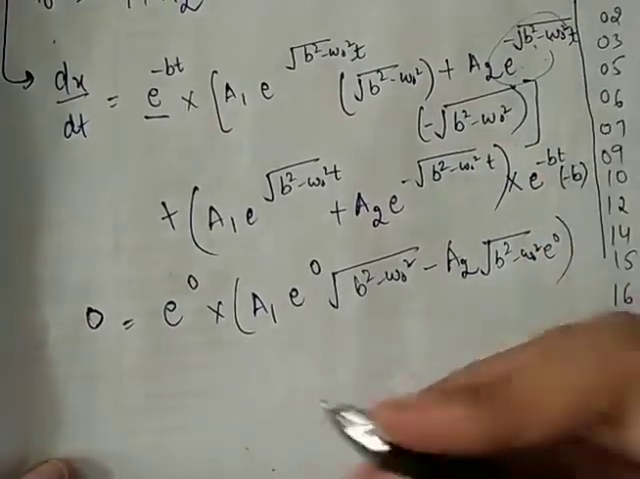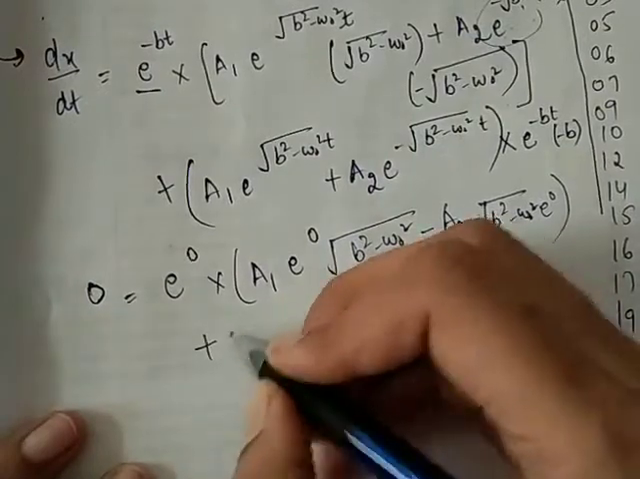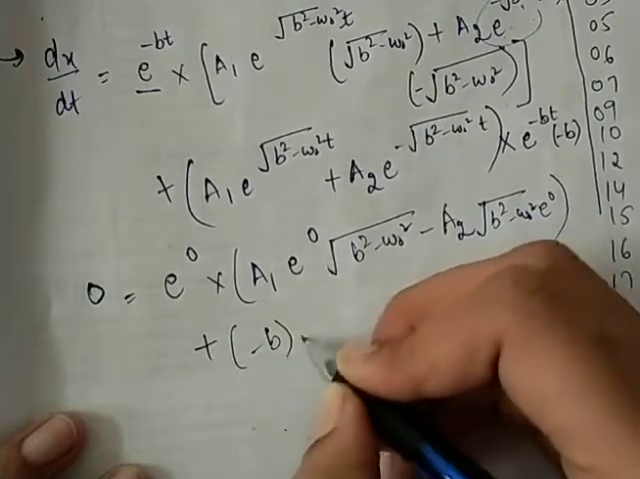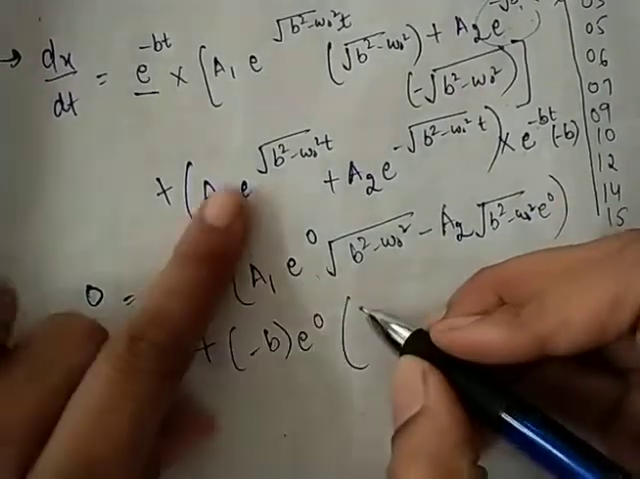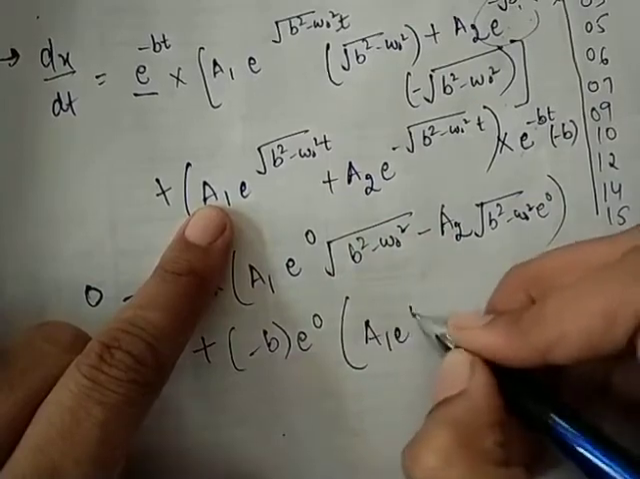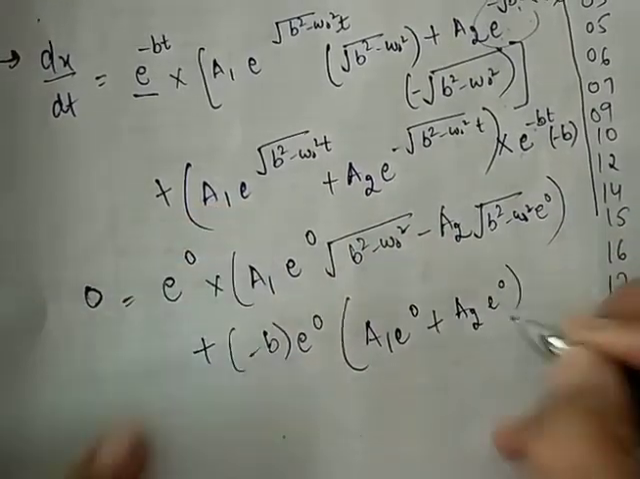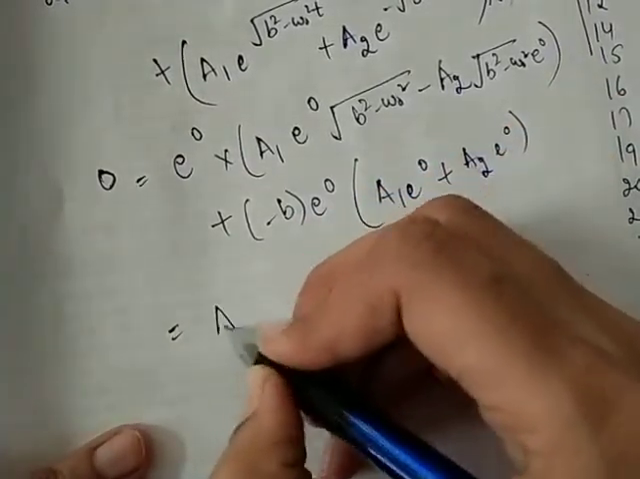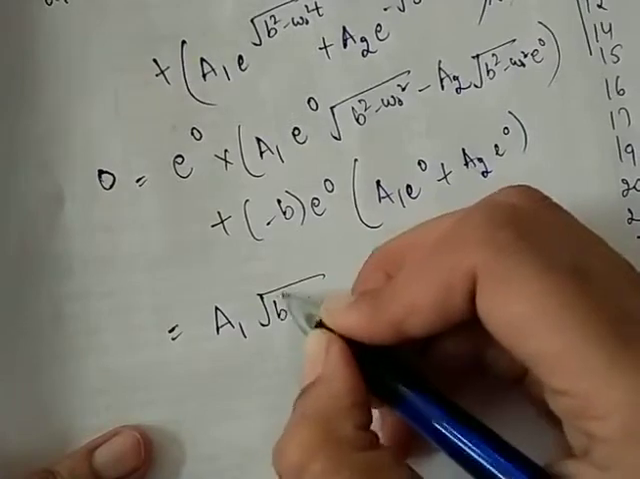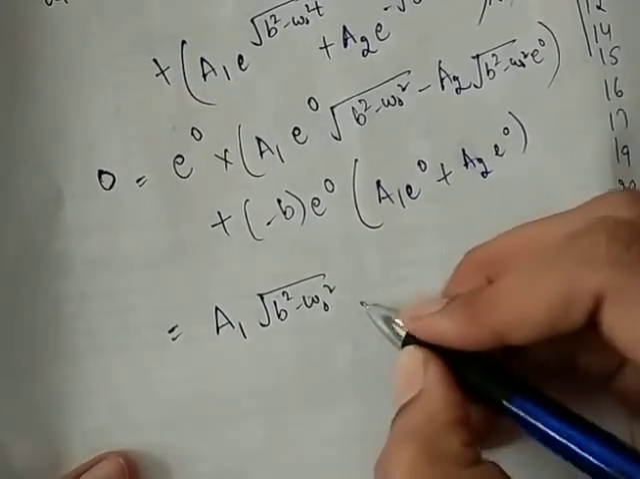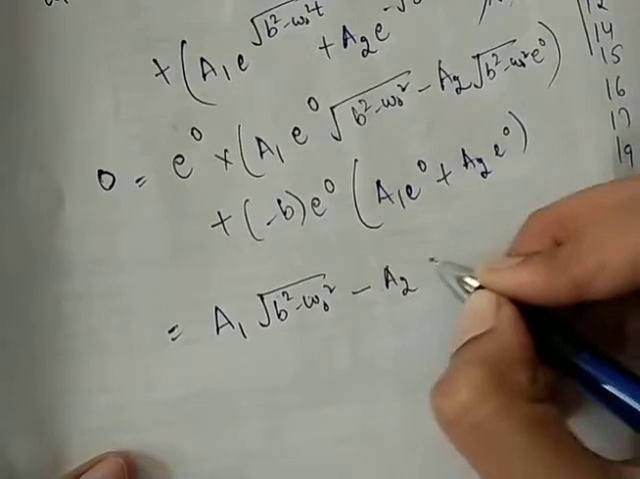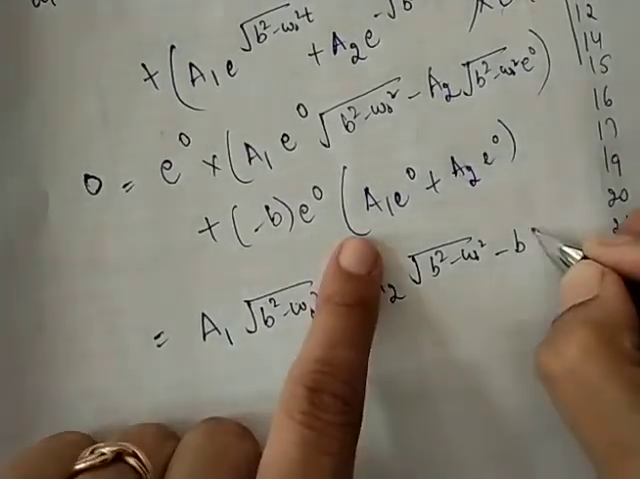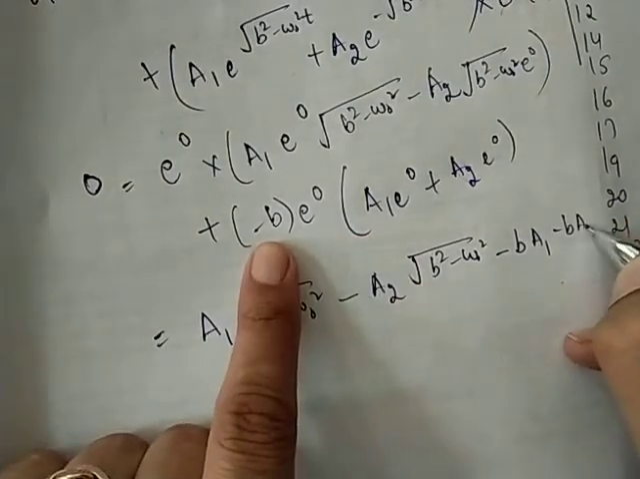So e raised to power 0, I'm writing here. Next, minus b, e raised to power 0, and in between the bracket a1 e raised to power 0 plus a2 e raised to power 0. So what I have with me is a1 under root b square minus omega naught square, minus a2 under root b square minus omega naught square, minus b a1, minus b a2.